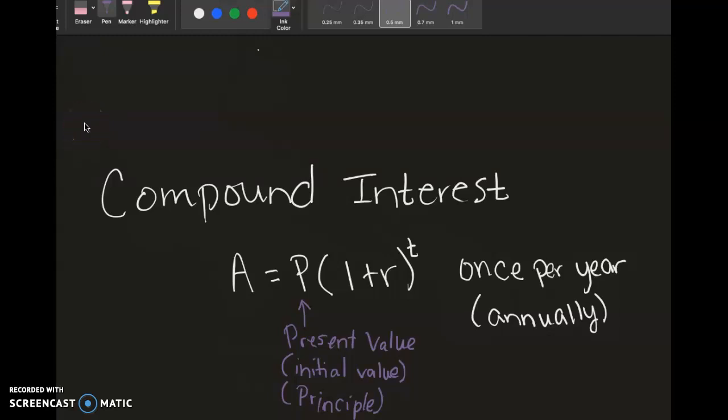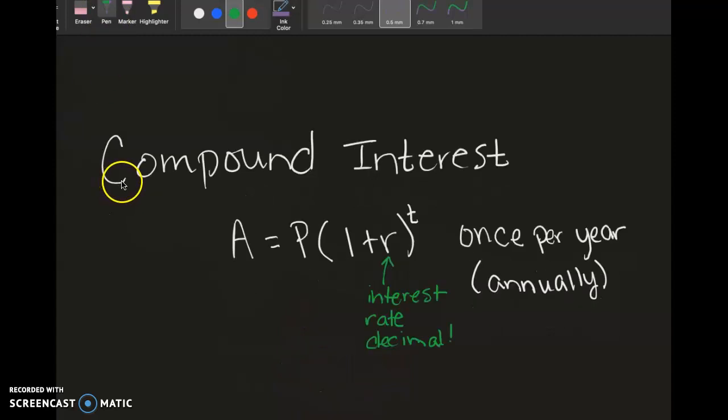So for example, if you're talking about investing $1,000 and you're asking how much will it be worth in 10 years or whatever, the present value or the principal is the initial value. So you invested $1,000. That was the initial amount. R is the interest rate. Make sure that you are always converting the percentage to a decimal. So you should always be rewriting it as a decimal when you plug it into this formula.